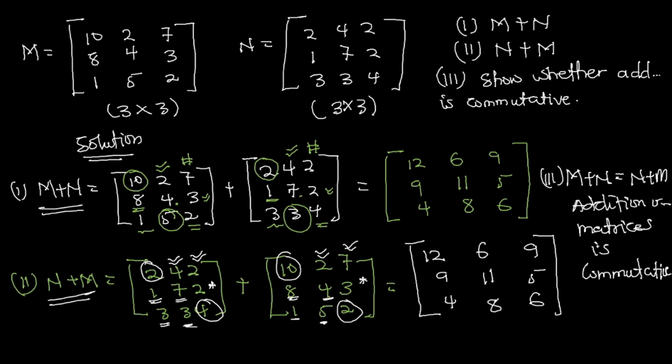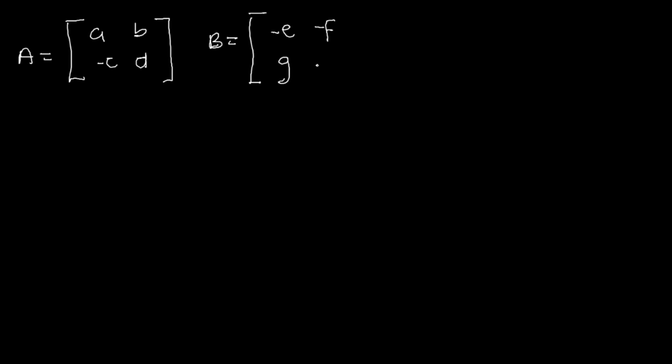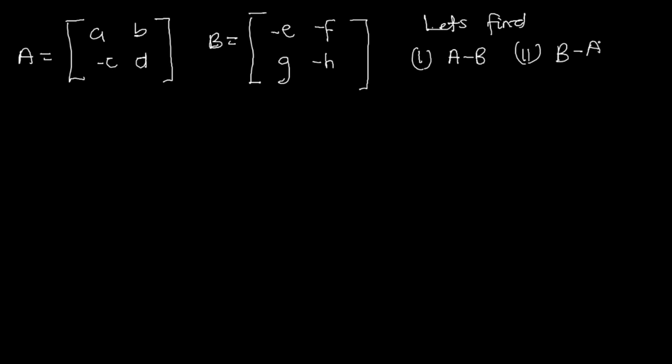Right, so now let's look at how to subtract matrices. If you want to subtract matrices, let's say we have matrix A, which is equal to A, B, negative C, and D. And we have matrix B, which is equal to negative E, negative F, then G, and then negative H. So let's find one, matrix A minus B, and two, matrix B minus A. And we are also to identify whether subtraction is commutative or not.